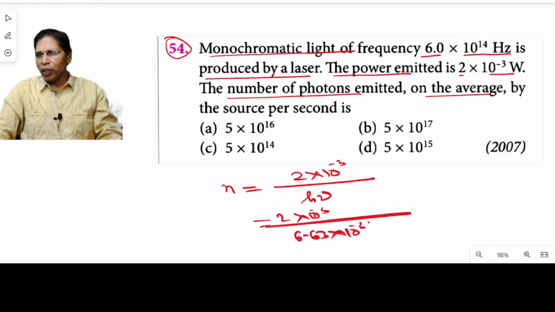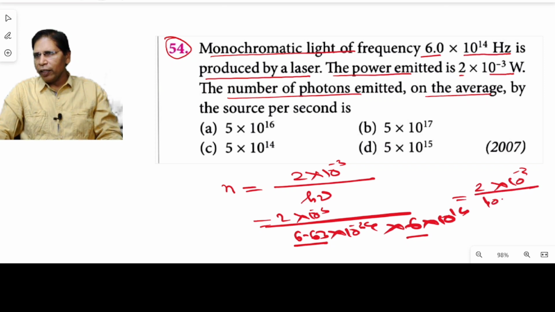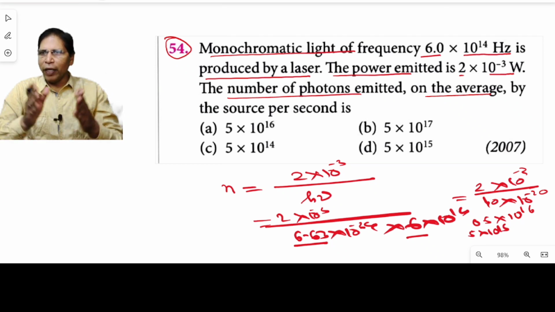So 2 into 10 to the power minus 3, h is 6.63 into 10 to the power minus 34, and this is 6 into 10 to the power 14. Now 6.63 into 6 is almost 40. So 2 into 10 to the power minus 3 over 40 into 10 to the power minus 20. Now this is 0.5 into 10 to the power 16, so 5 into 10 to the power 15 per second is the rate of emission of photons.